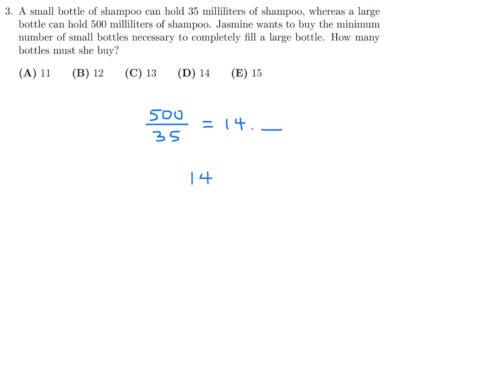If she does, 14 times 35, that's 490. But she has to fill 500, so she's got to buy one more. And if she does, it'll bring her up to 525. And that's okay because we just have to fill the 500 ml bottle. So additionally 14 and then another 1 to get it over the top, and that's 15 of those smaller bottles that she has to buy. So number 3, the answer is E.